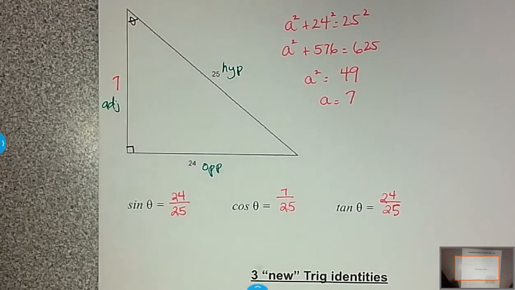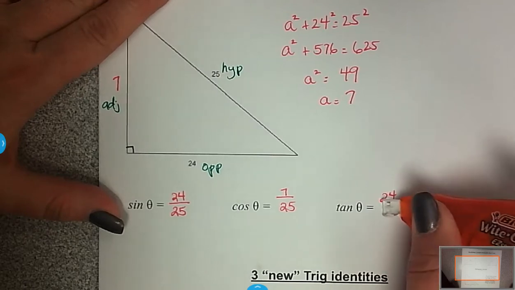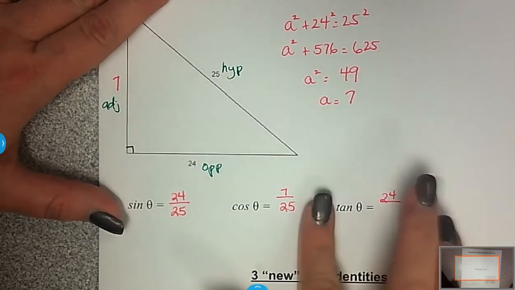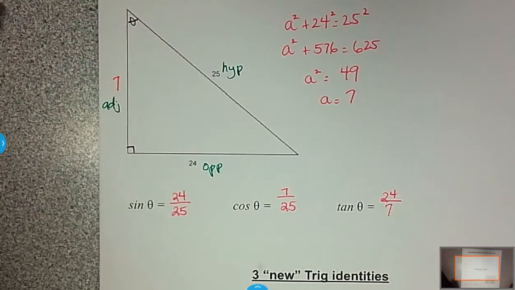Let's try that one again. I can't seem to write the right thing on my paper. Tangent is opposite over adjacent, not a hypotenuse. So opposite over adjacent makes it 24 over 7. So check it. If you have questions, let me know the next time I see you.